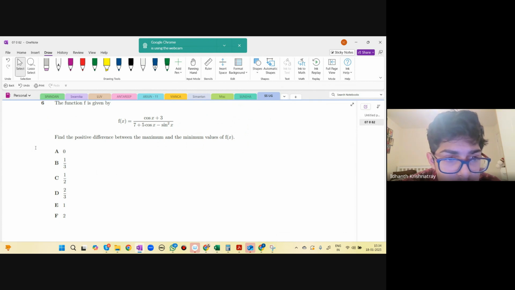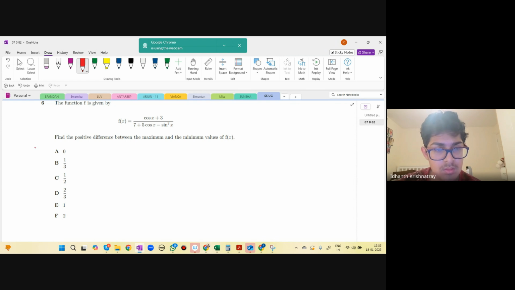f(x) is cos x plus 3 by 7 plus 5 cos x minus sin square x. Find the positive difference between the maximum and minimum values of f(x). So first of all, we have to find the maxima and minima. So how to approach this?